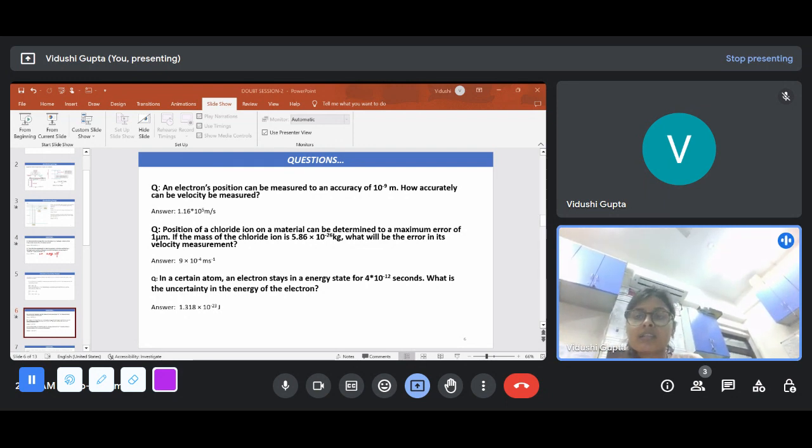So the formula for this will be N2 by N1 is equals to e raised to minus delta E by KT. So you have to calculate the population of these two states. So it will be e raised to minus delta E by KT.